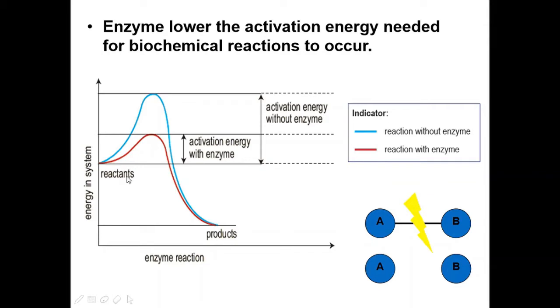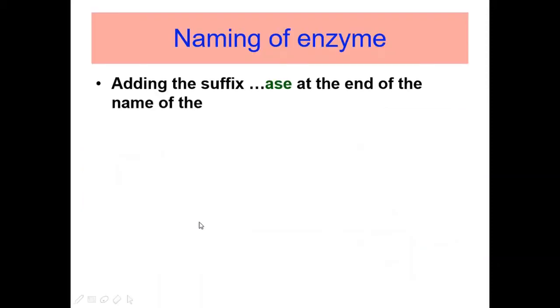Now look at the graph. The activation energy is low when the metabolic reaction is catalyzed by enzyme compared to the reaction that is not catalyzed by enzyme. Maksudnya di sini makin tinggi activation energy yang diperlukan tu, makin lambat nak dapat produk tu. Boleh faham?